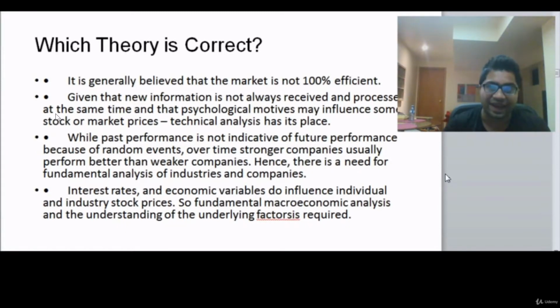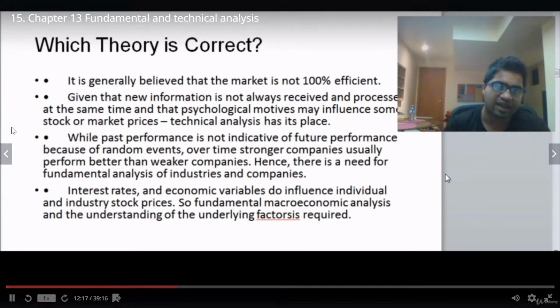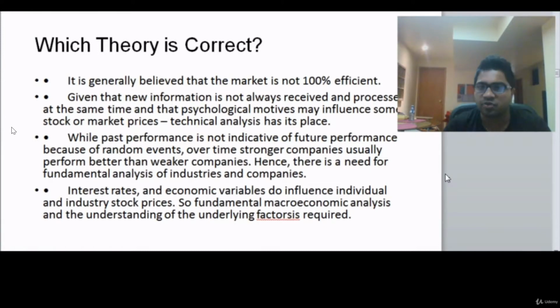Now, which theory is correct? It is believed that the market is not 100% efficient. Given that new information is not always received and processed at the same time, and psychological motives may influence some or all stock prices, technical analysis has its place. While past performance is not indicative of future performance because of random events, over time, stronger companies, that is, companies that have performed well in the past and are performing well right now, tend to perform well in the future also. So stronger companies usually perform better than weaker companies.